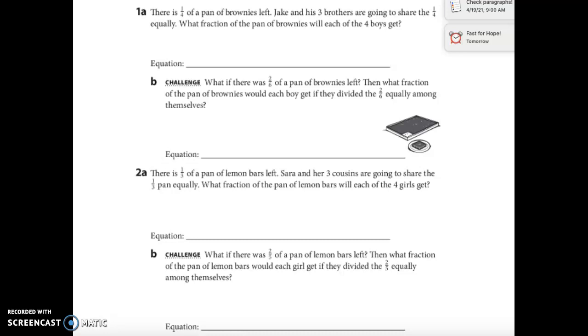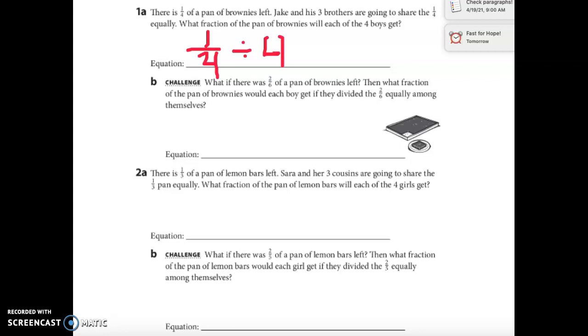Welcome back. Hopefully you solved 1A or 1B. So I'm going to draw a picture of 1A first. It says there's 1/4 of a pan of brownies left. Jake and his 3 brothers are going to share the 1/4 equally, which means we're dividing it among the 4 boys. So we have 1/4 of a pan of brownies, and we're dividing that by 4.